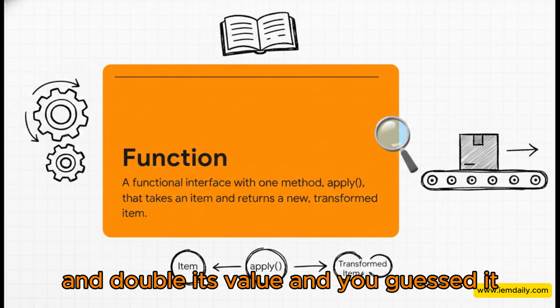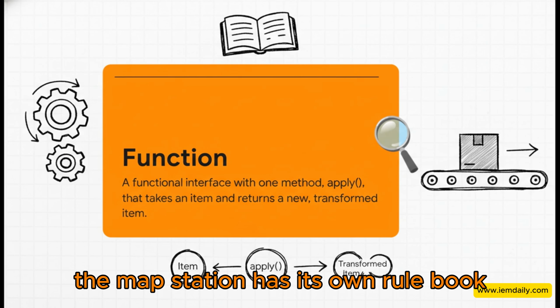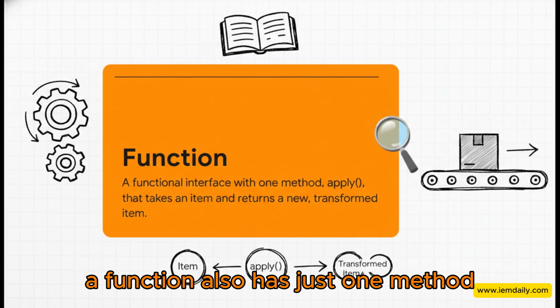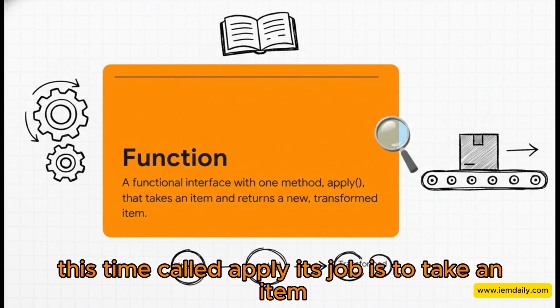And you guessed it, just like our filter station, the map station has its own rulebook. This one's called a function. A function also has just one method, this time called apply.